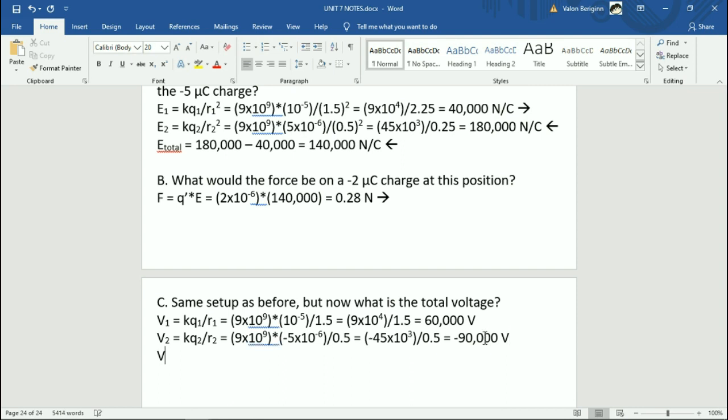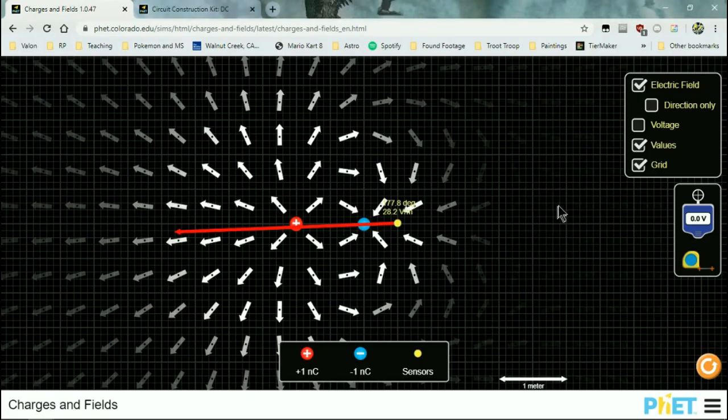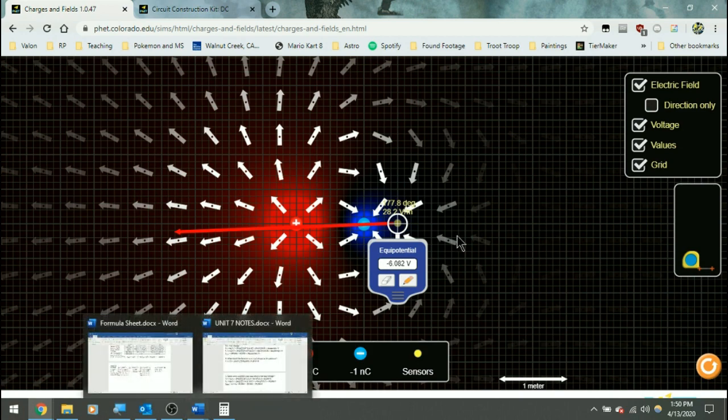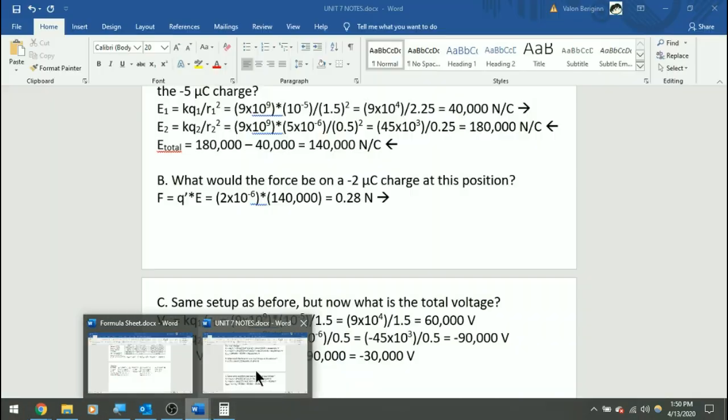So what's the total voltage? Now it's always just V1 plus V2, which is 60,000 plus -90,000. So our answer is -30,000 volts. And we can check this if we turn voltage on. It is negative, so that should definitely be the same, just because our scaling is off. So -6 compared to -30,000. Again, trust me that it lines up, so it does make sense that that's the answer.